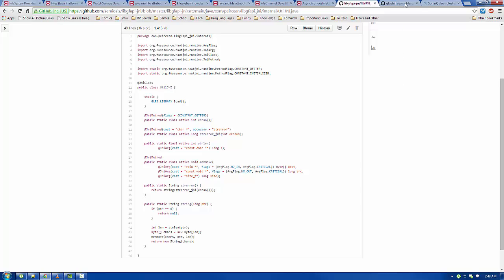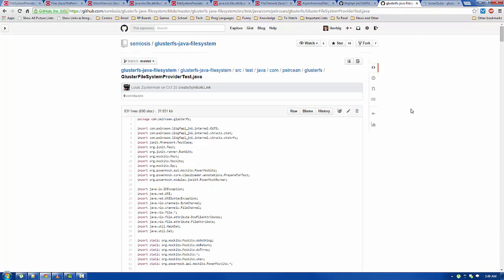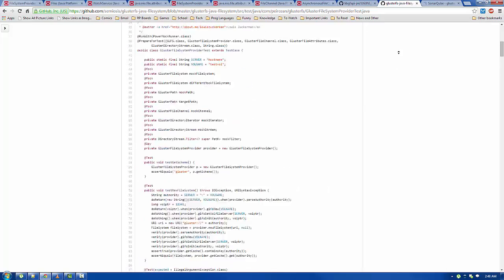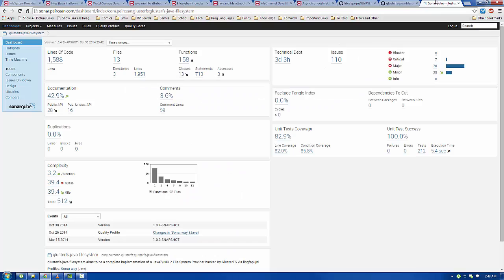The rest of the shortcomings of the system are meta concerns. ReadSymbolicLink is missing unit tests. The project versions for GlusterFS Java file system and libgfapi JNI are misaligned with the GlusterFS project version. And test coverage reporting is only being published to SonarQube.